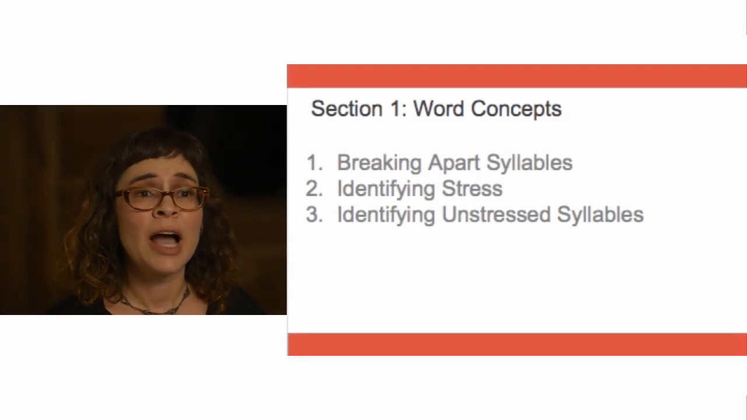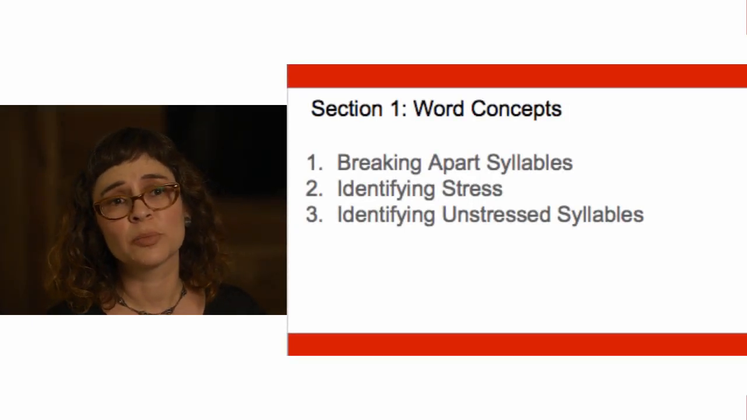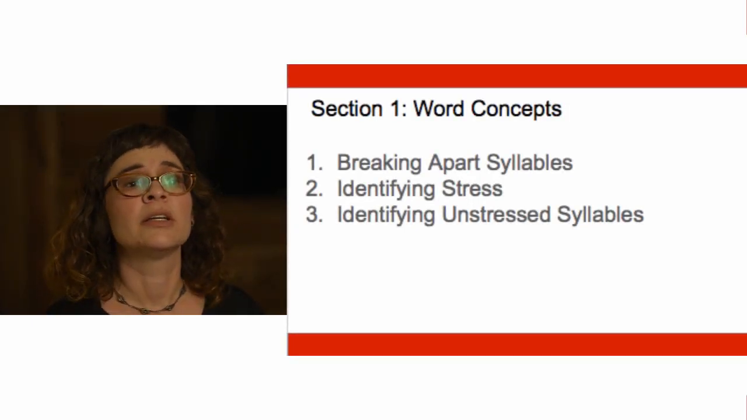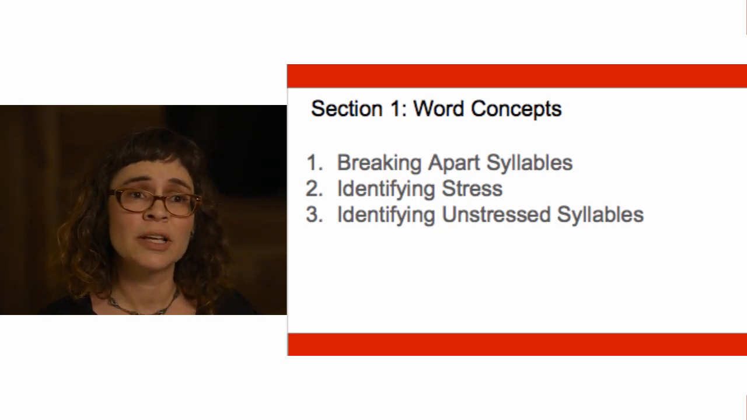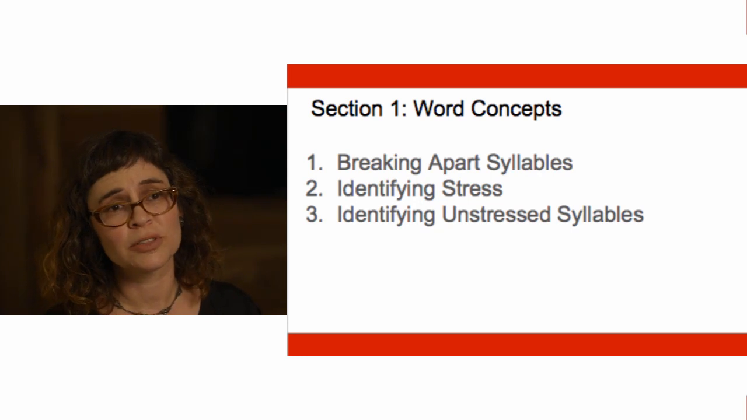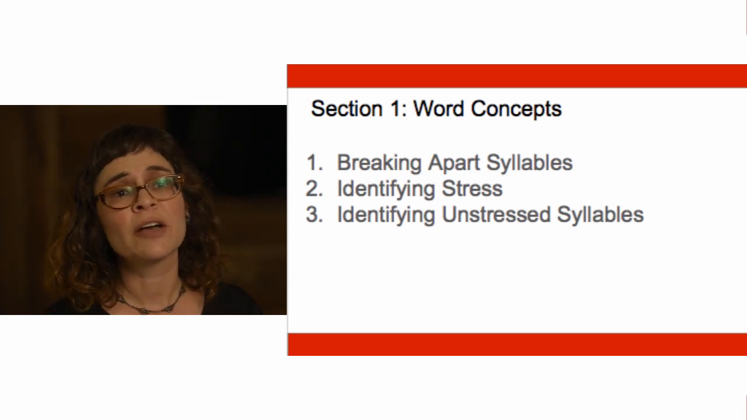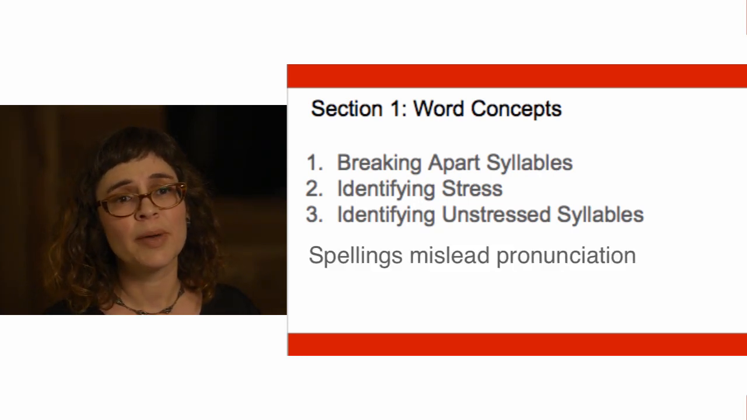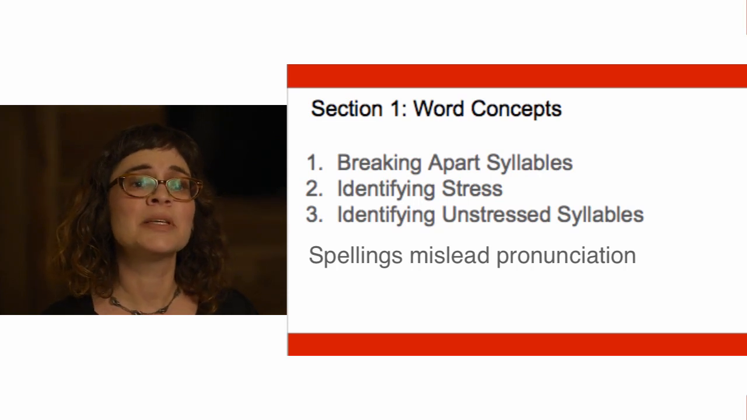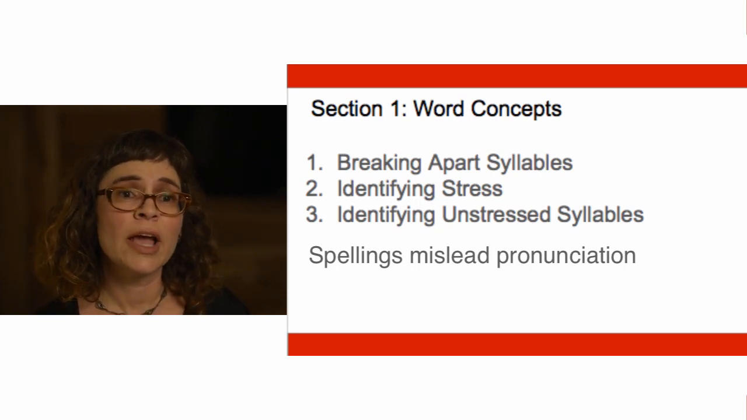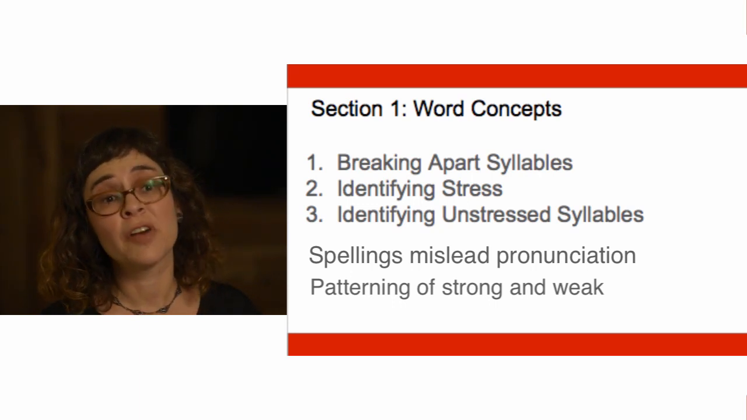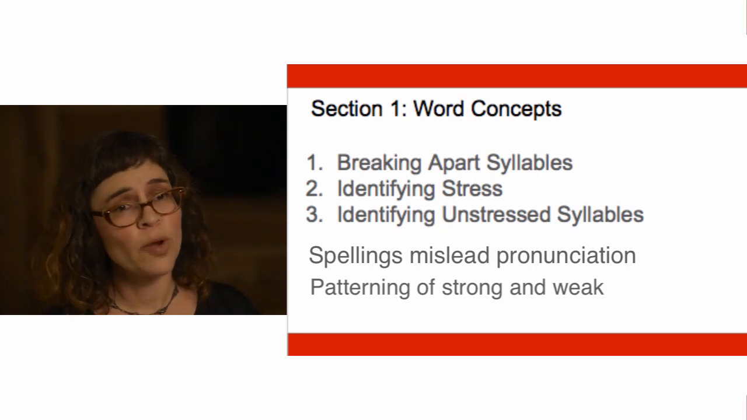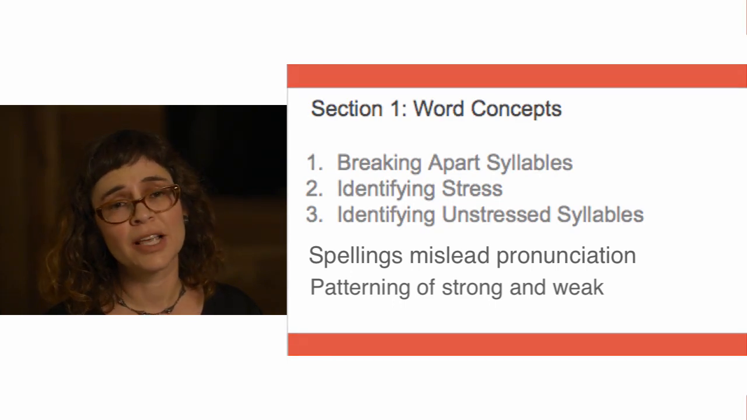We'll first look at how we break apart words into syllables or word chunks. Then we'll identify the stressed or strong syllables and the unstressed and weak syllables. By the end, you'll have a clearer understanding of how spellings, the written word, can mislead your pronunciation, and that the patterning of strong and weak word parts affects vowel sounds and is the best way to determine the pronunciation of words.